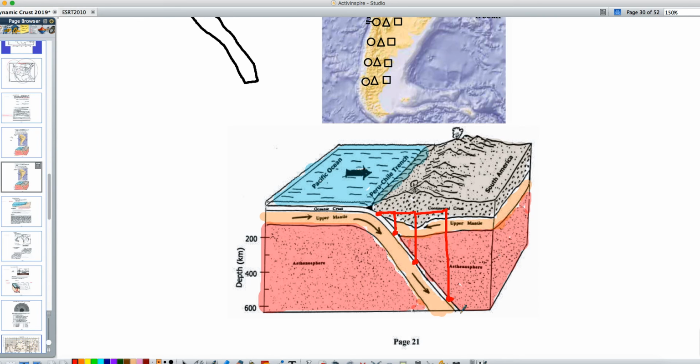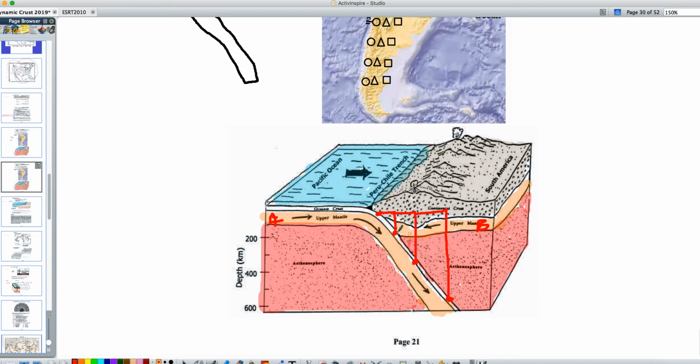Okay, I hope that makes perfect sense to everyone. Okay, now a little review. What do we call plate A, and what do we call plate B? All right. Well, I'll tell you what, I'll help you out here. Plate A is the subducting plate. Therefore, plate B would be known as the what?